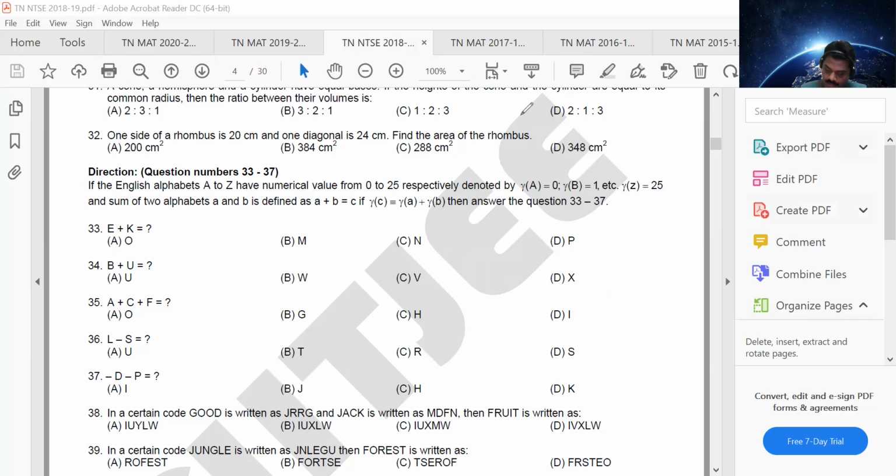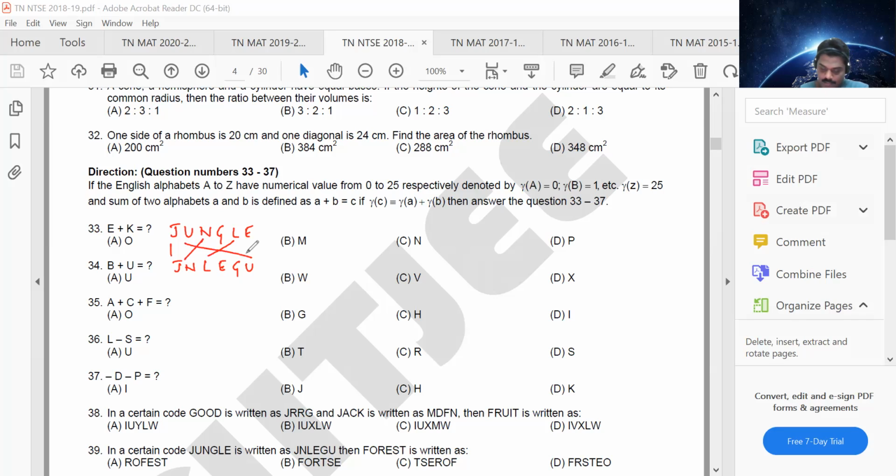In a certain code, jungle has been coded as J, N, L, E, G, U. Now, if you observe, the first one is the first one as it is. Change.